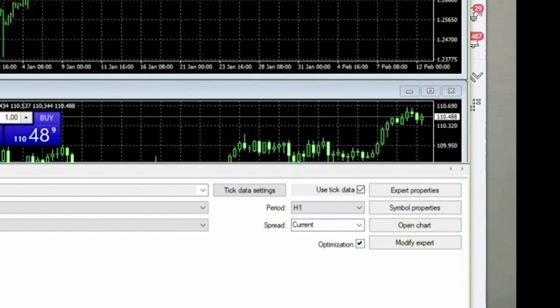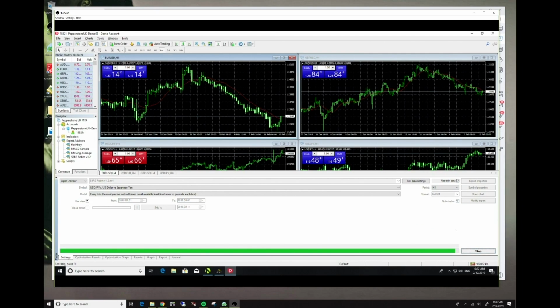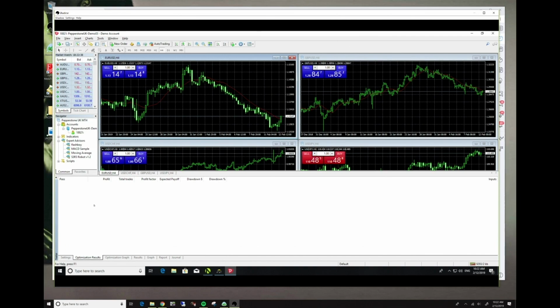And then I click the optimization button and I click start. And what's going to happen now is that MetaTrader will start to optimize and see what profit target seems to work best. And while it's doing that, while it's running, which it should take a little bit of time here, it's running through test number 1 of 11, and it will show the optimization results in this window.